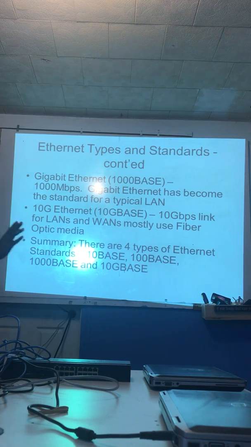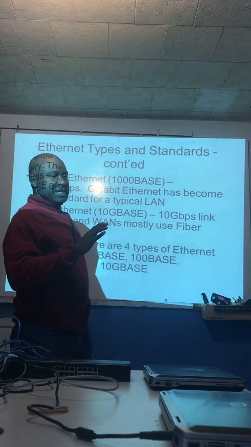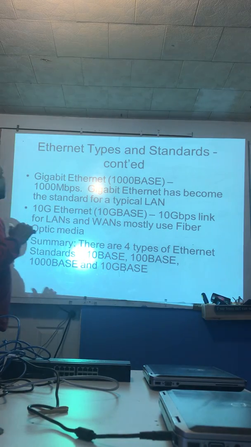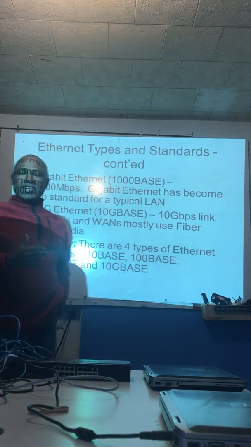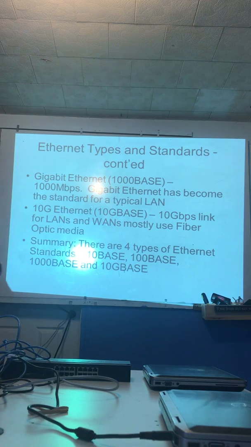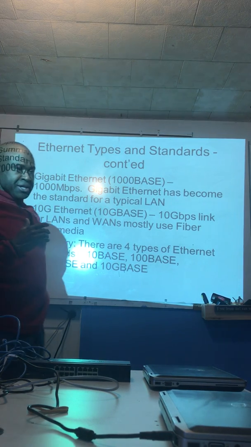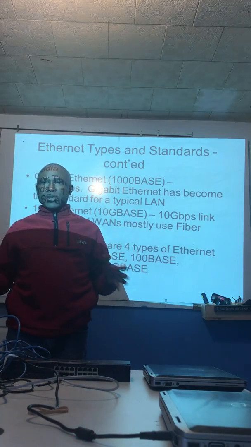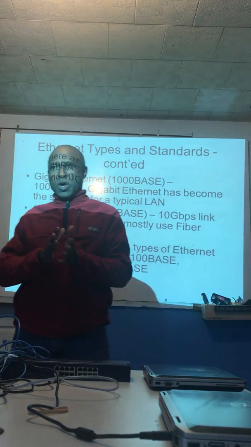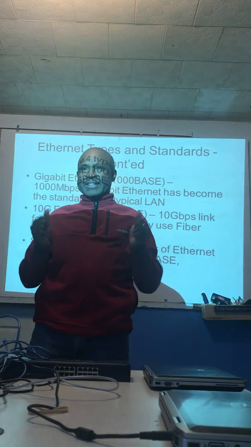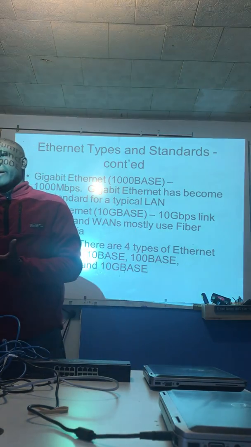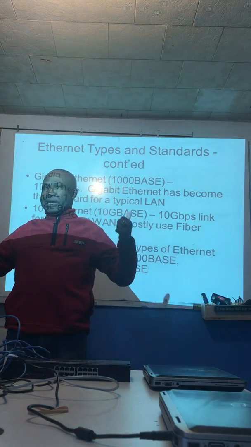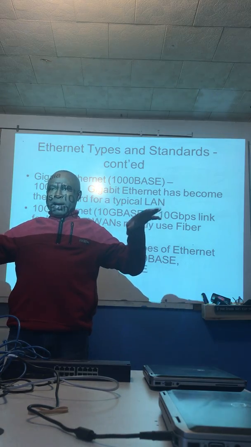We're still talking about the types of Ethernet standards. We said they have 10 megabits. The 10 megabits is a little bit obsolete because most networks, even home networks, will require a little bit faster internet. However, there are areas where you cannot have more than 10 megabits. You have to use the 10 megabits.